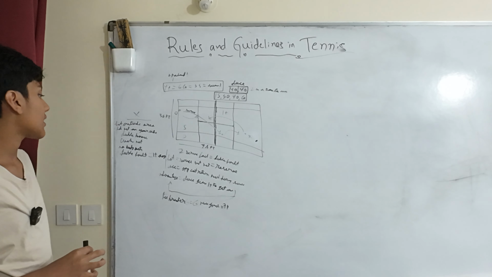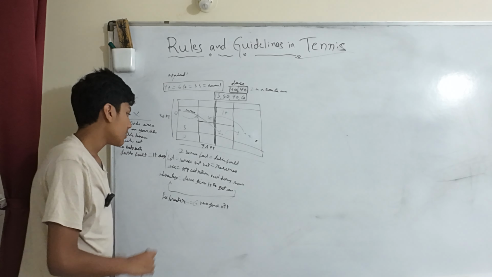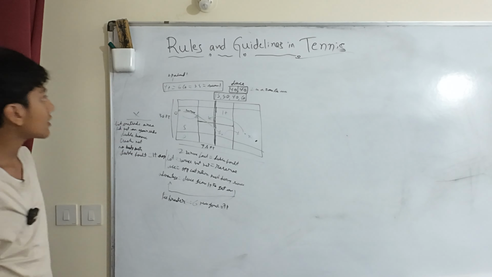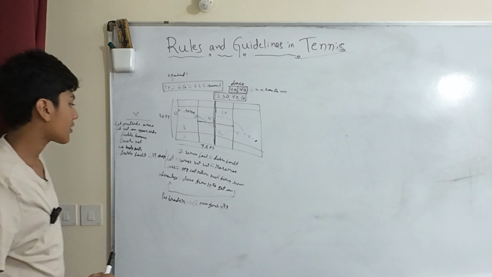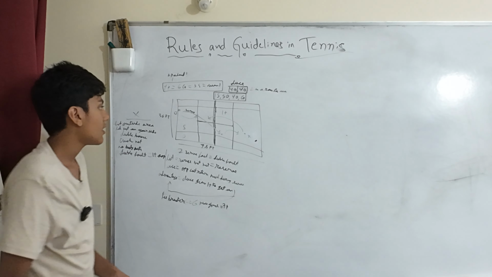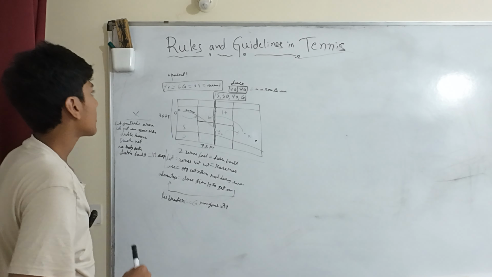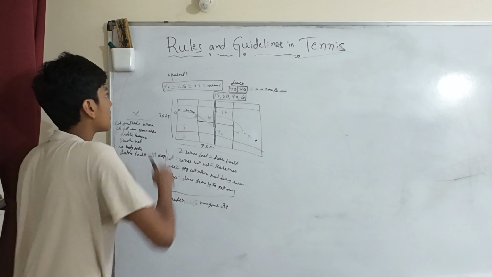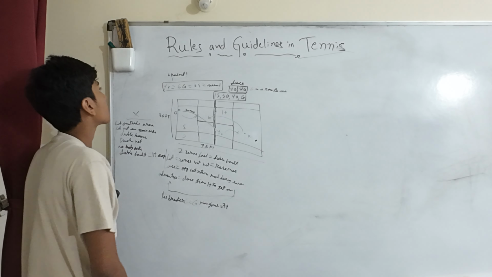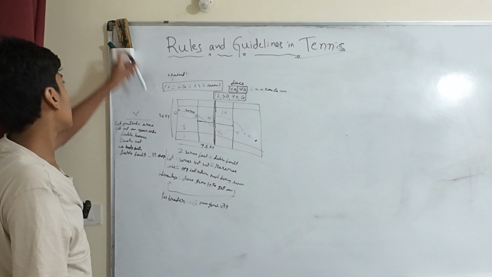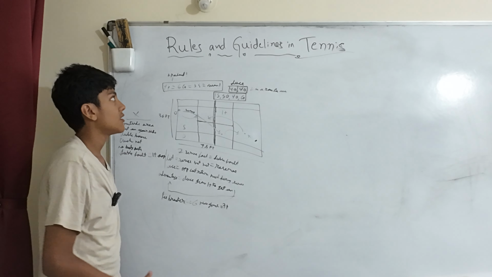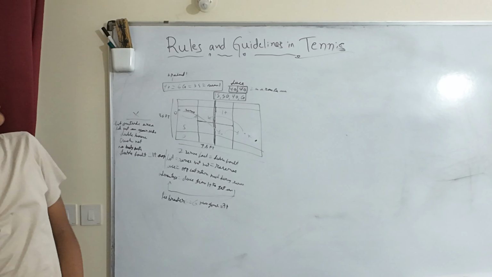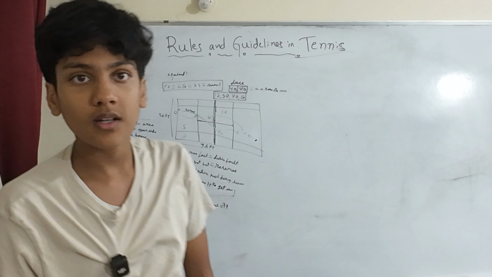The final thing that can happen is a tiebreaker. If it's 6-6 for a set, then a new game will be played to 7 points. Whoever wins that gets the game and the set. And the first person to 3 sets wins the match of tennis. That's basically the rules and guidelines of tennis.